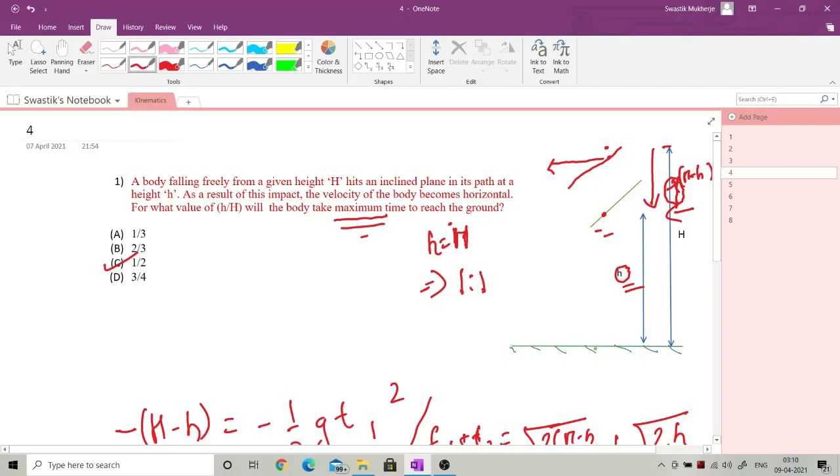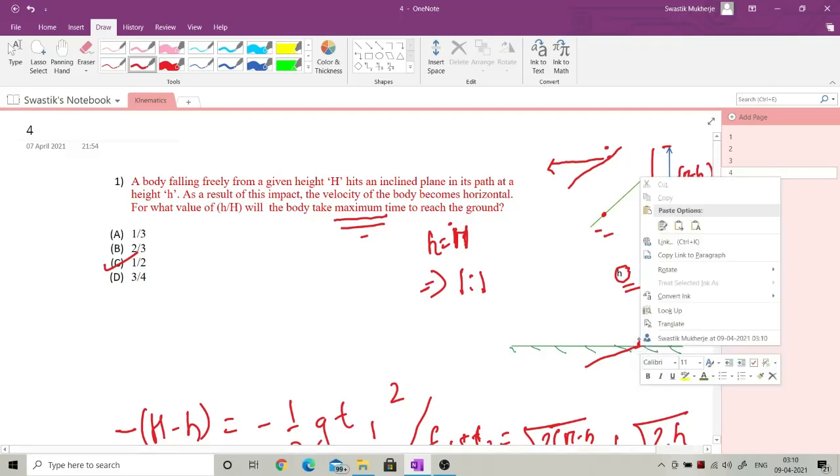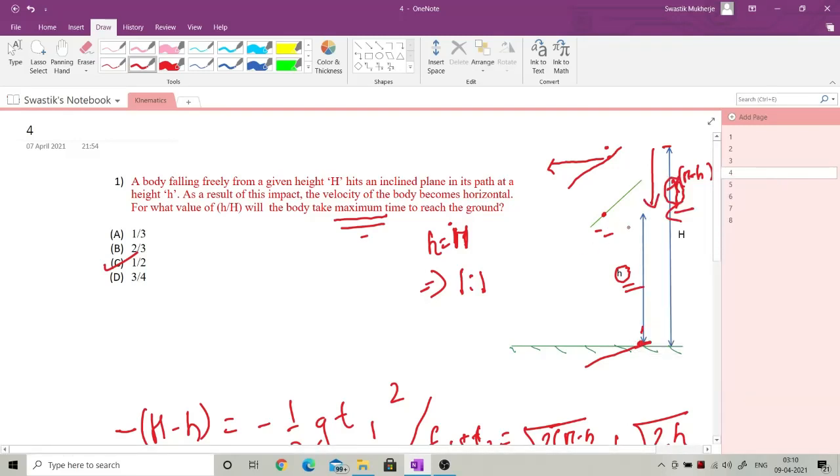Now there is also a similar case where the inclined plane is at the bottom. Basically the hindrance occurs at the very last moment where the particle has already reached the bottom. So there cannot be any hindrance in the middle for it to be in the minimum time, which means either the ratio is 1:1 or the ratio is 0:1, which is this case.